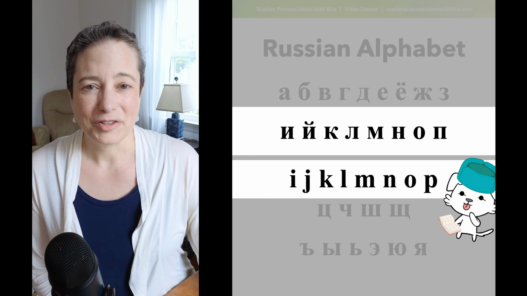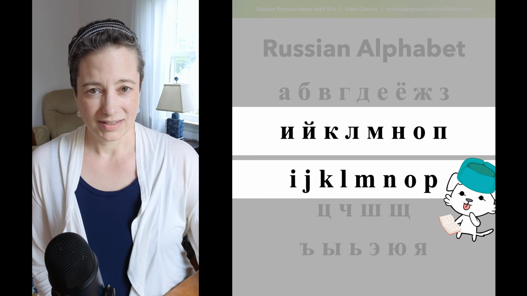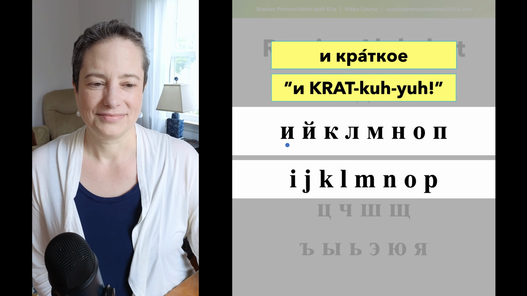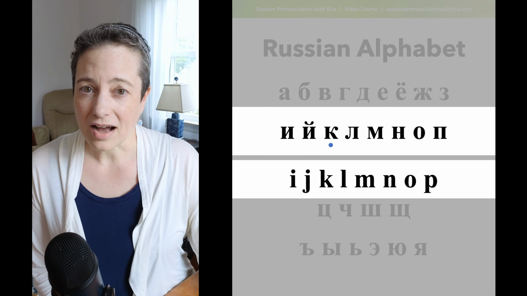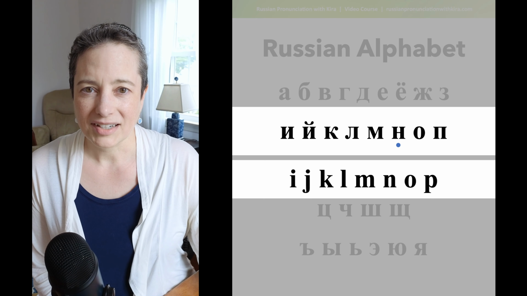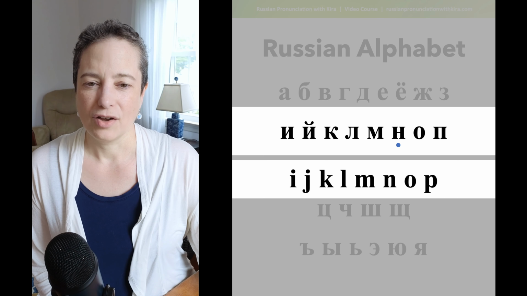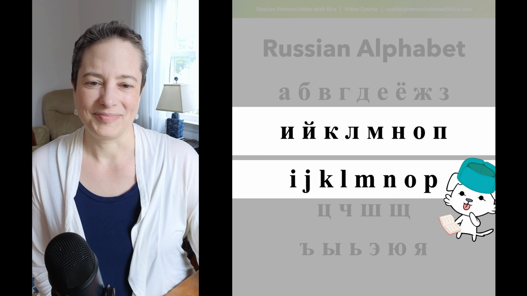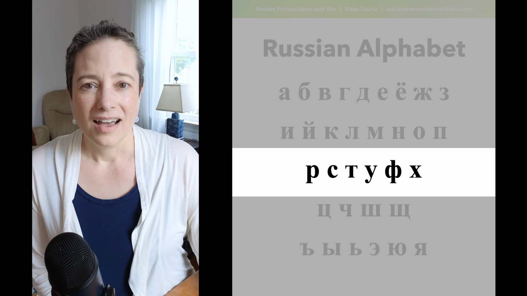Прекрасно. Let's do this line one more time. И, И краткое, К, Л, М, Н, О, П. Прекрасно. The next line goes like this.